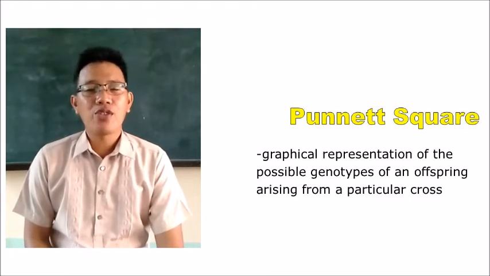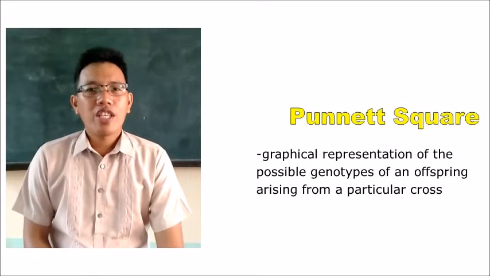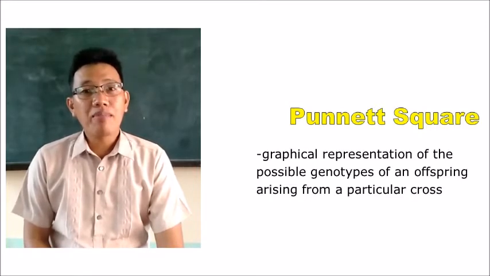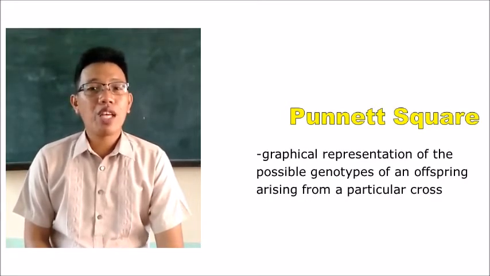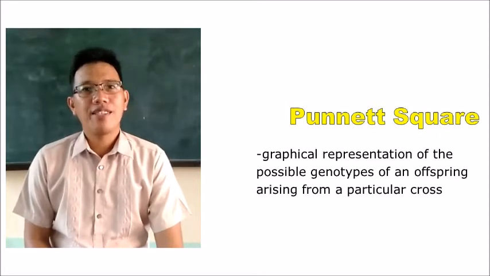It is about patterns of inheritance also. It's actually a 2x2 table in which the parents, the mother and the father, are placed at the left side and at the top of the Punnett square, and what is indicated inside are the genotypes and the phenotypes of the offspring.